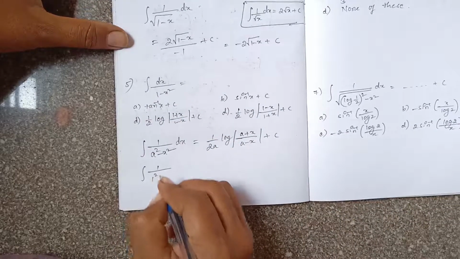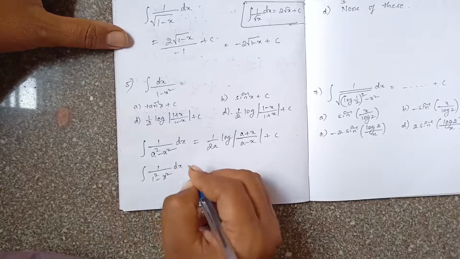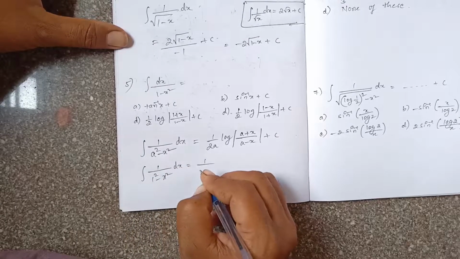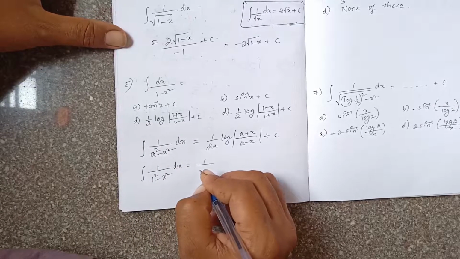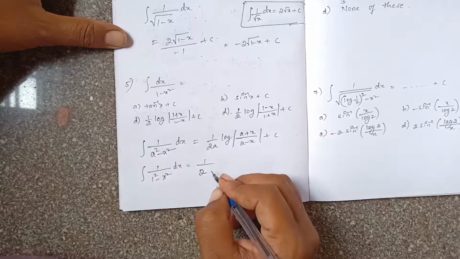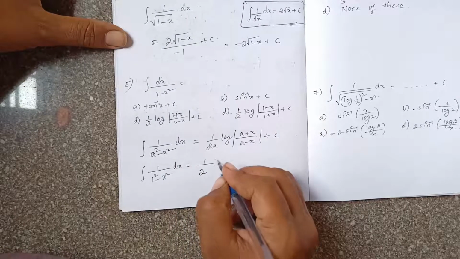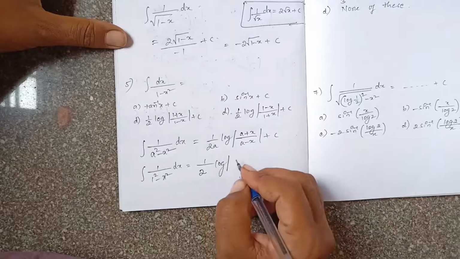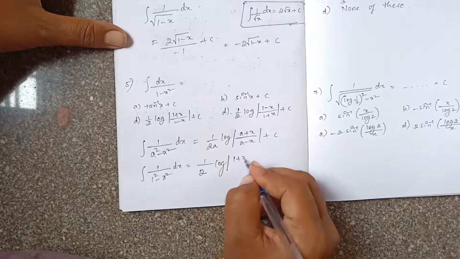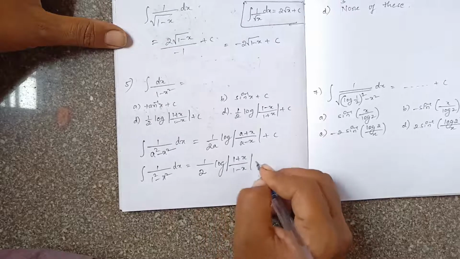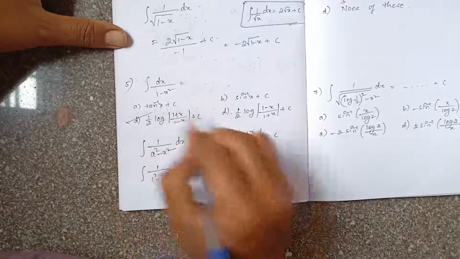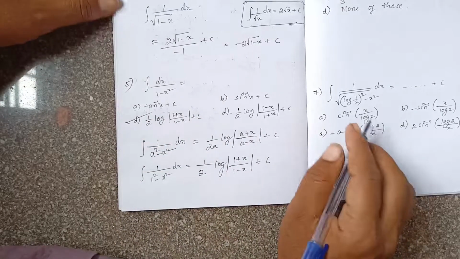Okay, in the same way, integrating it. Integration of 1 divided by 1 square minus x square with respect to x is equal to 1 by 2a. In place of a, what is there? 1 is there. So 1 by 2 into 1, that is 1 by 2 into log of mod of 1 plus x by 1 minus x plus c. Which option here? Option D is the correct one.